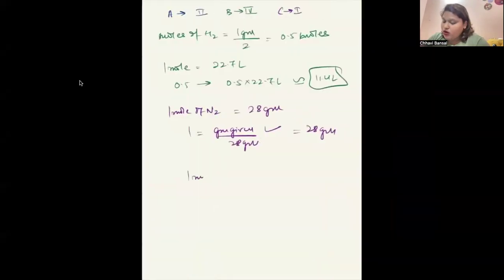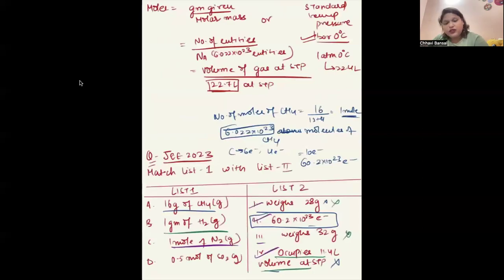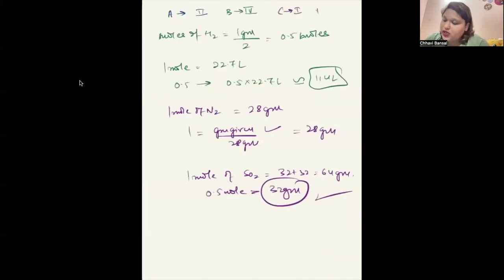So 1 mole of SO2 is equal to how many grams? 32 plus 32, 64 grams, right? 0.5 mole will be equal to 32 grams, right? And that is what is given in option number 3. So for D, it's option number 3. Fine. This is how we are supposed to do such types of questions.